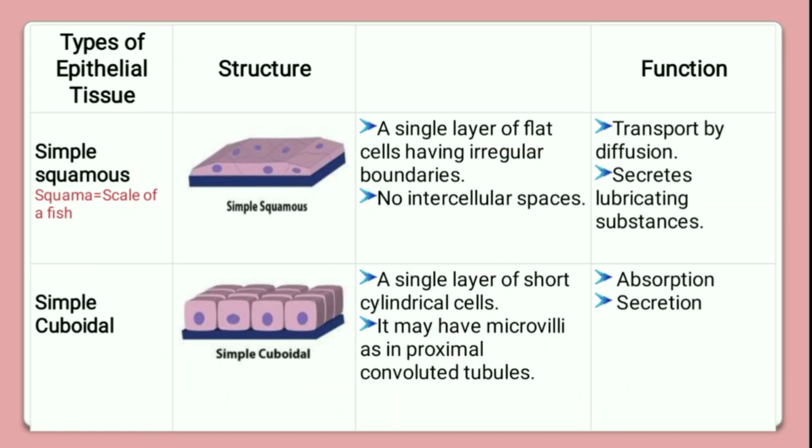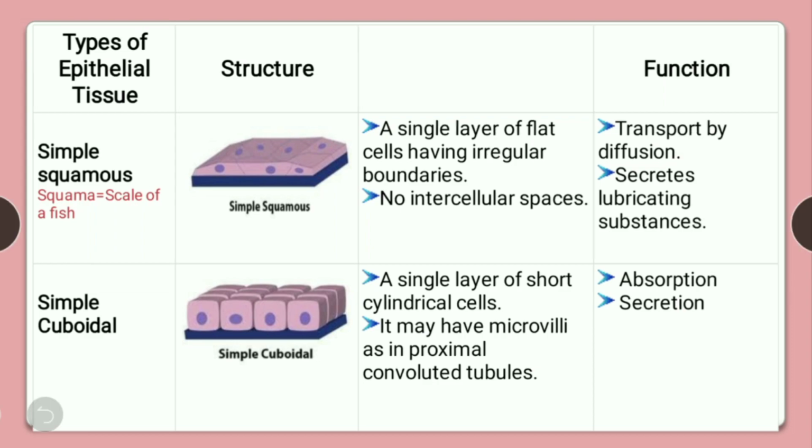Now let's see the types, structure and function. So the types of epithelial tissue, first one is the simple squamous. Now the simple means one layer. Squamous means squama. The Latin meaning of squama is scale of fish. So simple squamous structure is very simple. There is a basal lamina. This blue color is a basal lamina on which a single layer of squamous tissue is lying.